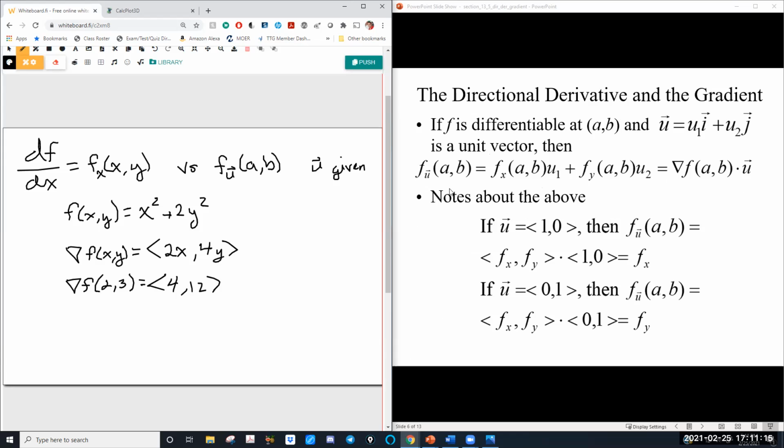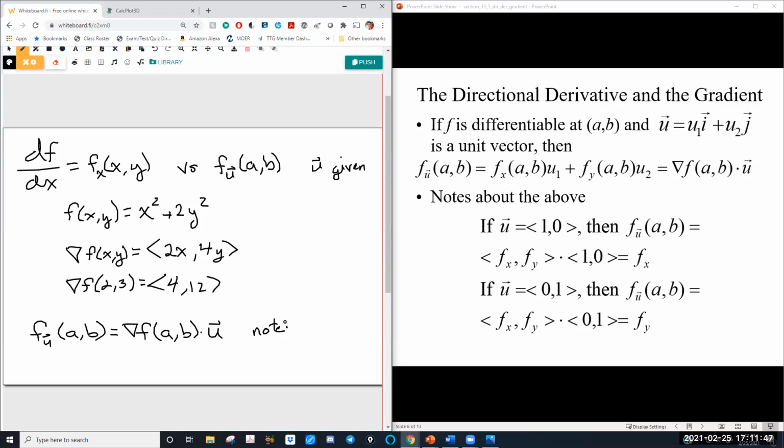Now, here is the directional derivative. Don't worry about the notes too much. Those aren't that big a deal, but the directional derivative right there, that f sub u at the point AB that we were talking about, comes from dotting our gradient at AB with the unit vector in the direction that we're trying to find the rate of change.